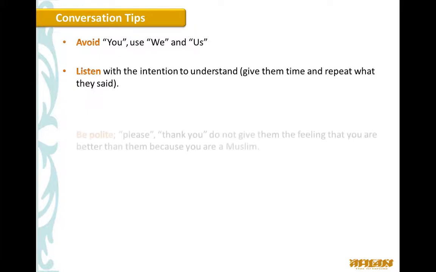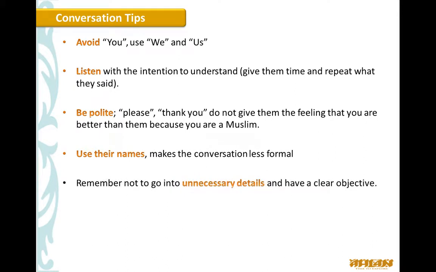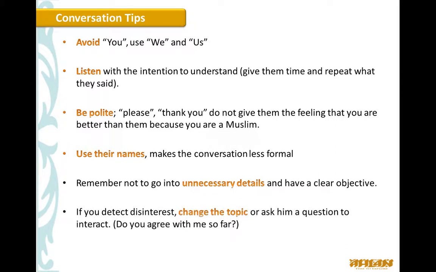Okay. Be polite, a lot of please and thank you. Don't give them the feeling that you are better than them because they're a Muslim. Try to use their names. Of course, make the conversation less formal. And again, don't go into unnecessary details. Focus on your target. Change the topic if you detect disinterest through body language or through him saying something.